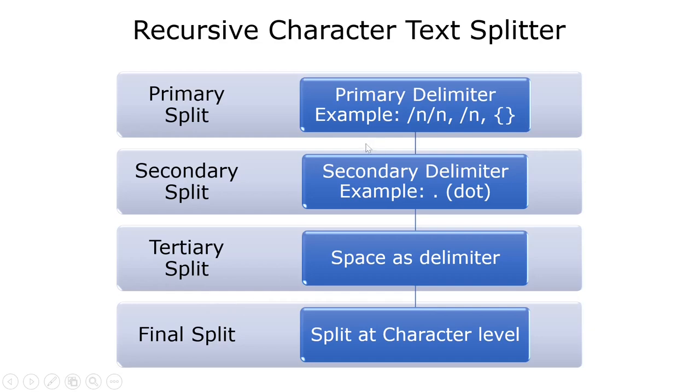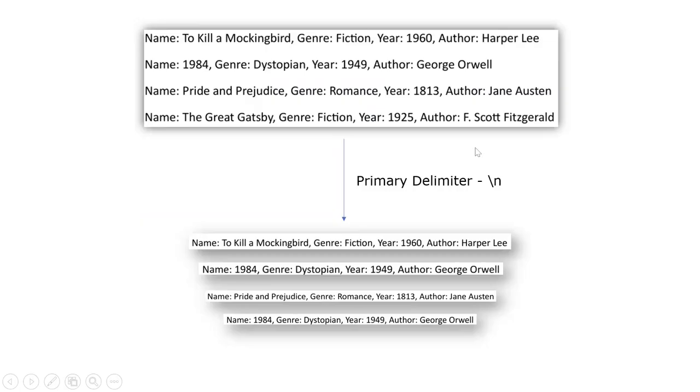In the primary split, it uses a primary delimiter, for example, line break or curly braces. So what is a delimiter? A delimiter is a character or a sequence of characters which is used to separate text into smaller parts. If you look into this example, we have data of 4 books separated by line break. So by using the primary delimiter, which is a line break, we divided it into four smaller chunks.